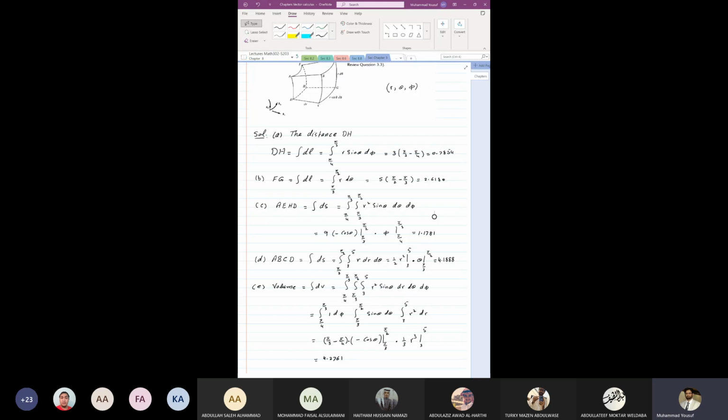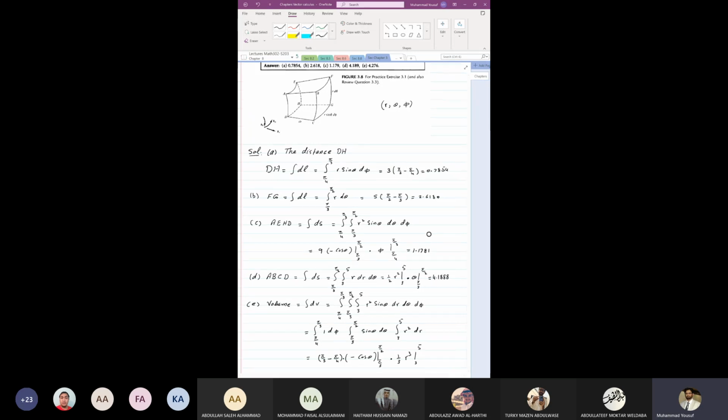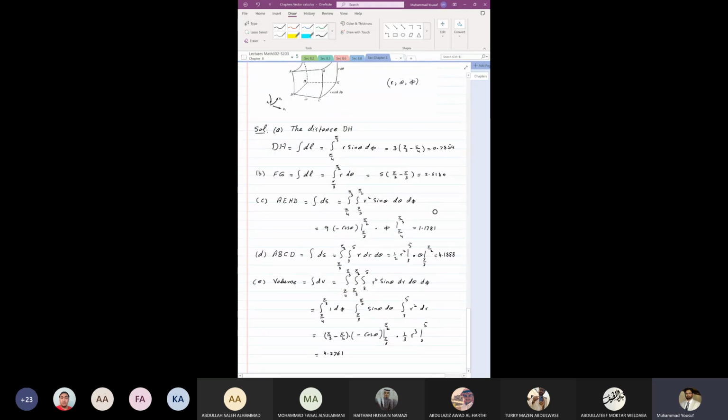Similarly, the face ABCD, the face which is on our side. When we move along the ABCD face, phi is not changing. So in the surface element, wherever there is a d phi, that will be 0. Only d theta and dr will be there. So we have r dr d theta, and r on this face goes from the inner radius 3 to the outer radius 5.